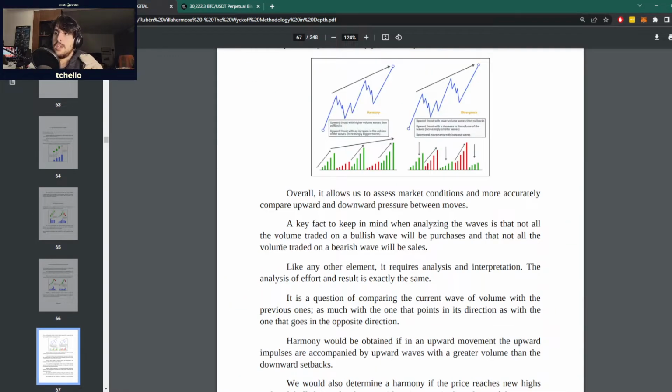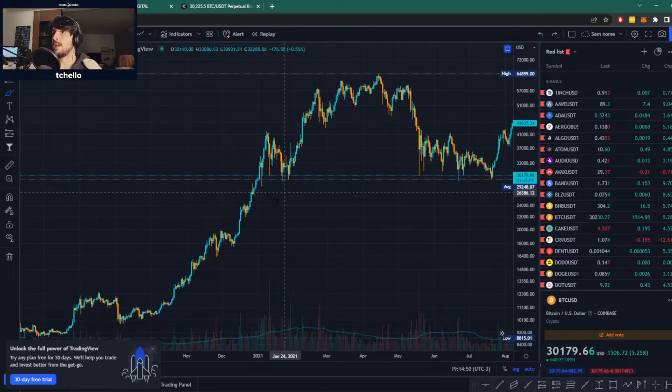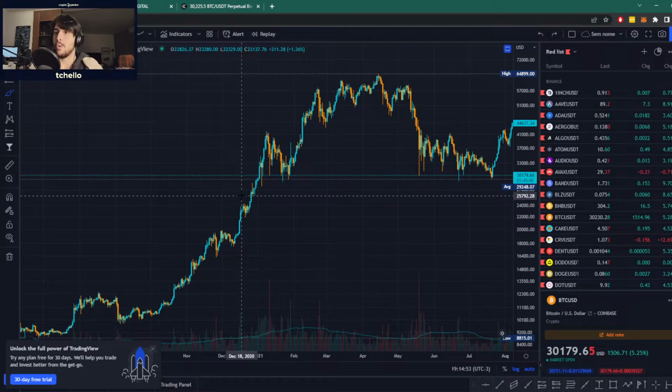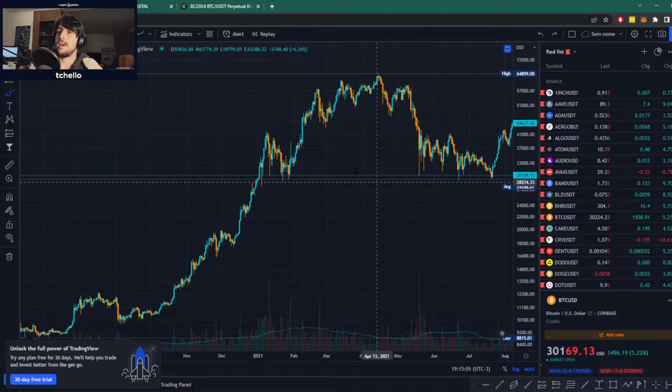So, yeah, a key fact that Ruben postulates here is that we should keep in mind that not all the volume that we see when it's riding a bullish wave is purchases. It's not all buys. Not all the volume traded when the price is going down will be sales, right? There is always buying volume and selling volume. All right. And so you have to keep that in mind. At the same time, looking at higher time frames provides you with greater inferential power, it also provides you with a little bit of inaccuracy in the data.